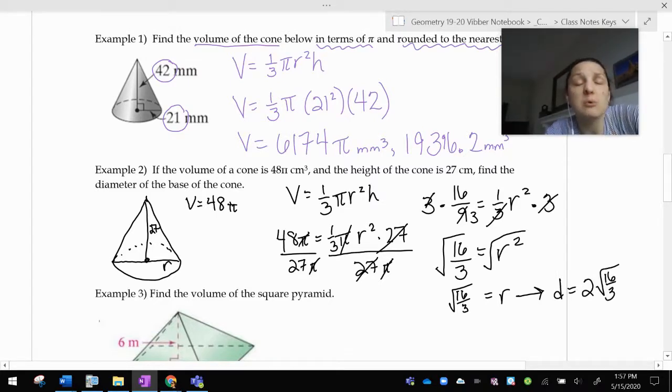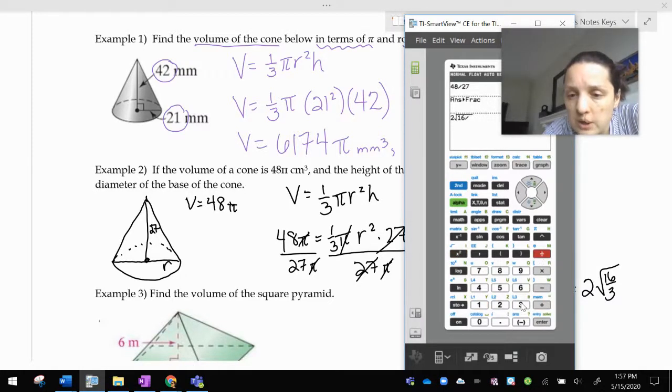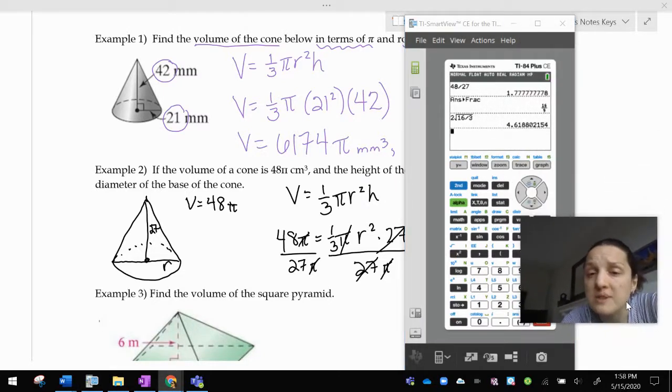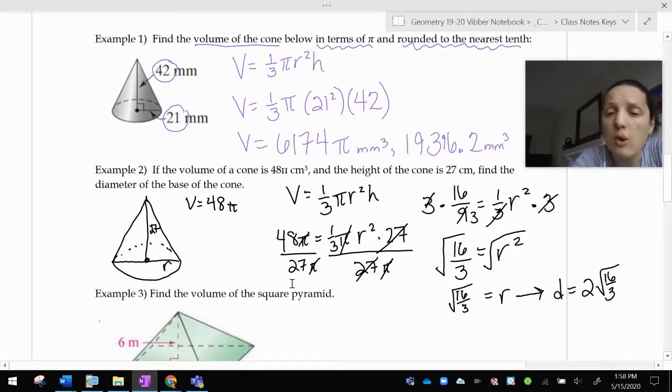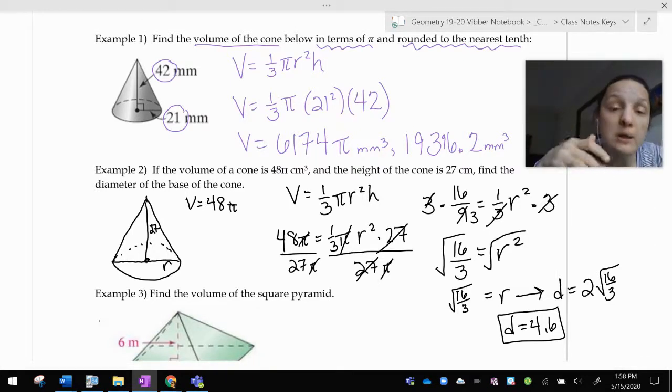Now, the question didn't tell me what to put it in terms of, but this is obviously a disgusting looking number. So I'm going to put that in my calculator and round to the nearest tenth because I feel like it. We would be more specific if we knew what we wanted from you, but in this case, I was not specific in the question. So I get to make the rules because I made the worksheet. All right, so 2 times the square root of 16/3 is 4.6. So our diameter was 4.6. Now, a lot of things went on there. What we did is we used the volume formula to backtrack and find the radius.